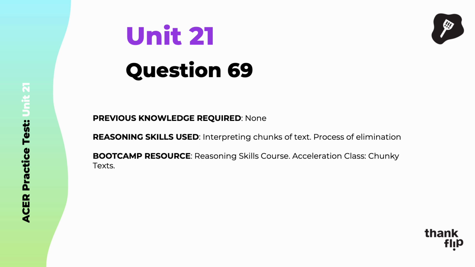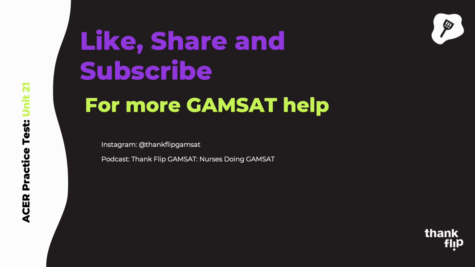You didn't actually need any prerequisite knowledge for this question. The key here was being able to simplify that chunk of text into a visual way, or any way that makes sense to you, right? You just need to be able to simplify that and interpret that, and then use the process of elimination. So the bootcamp resources that can help with this are the reasoning skills course and the acceleration class on chunky texts. And that brings us to the end of this unit.